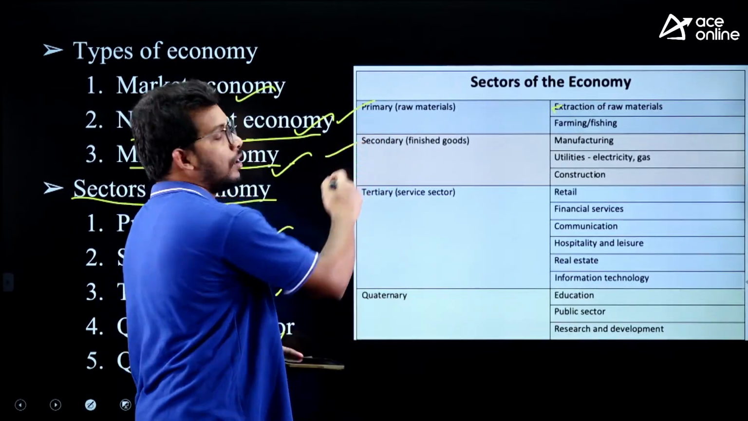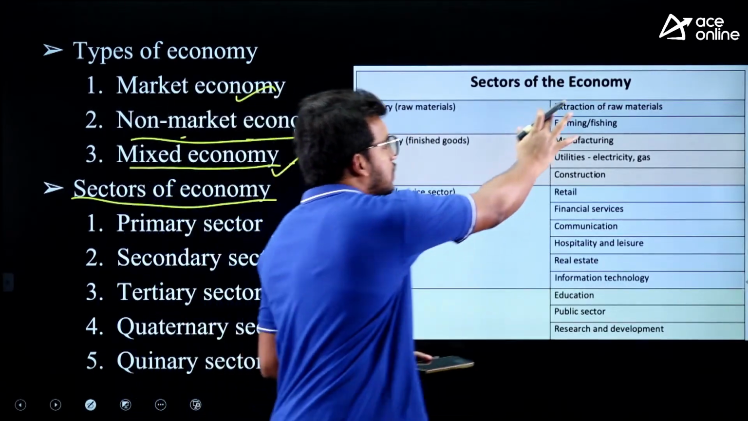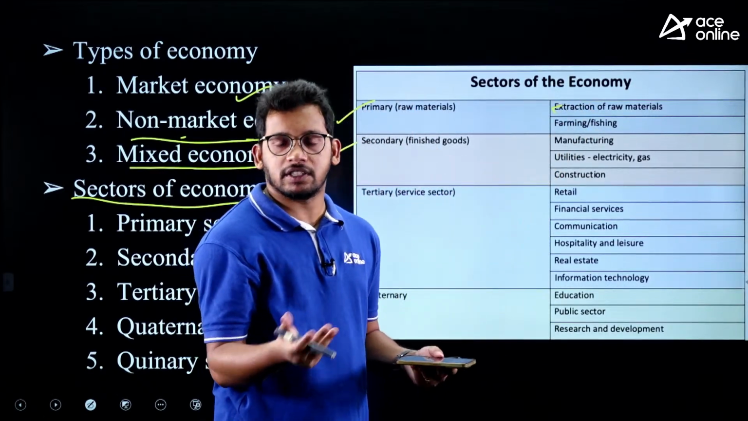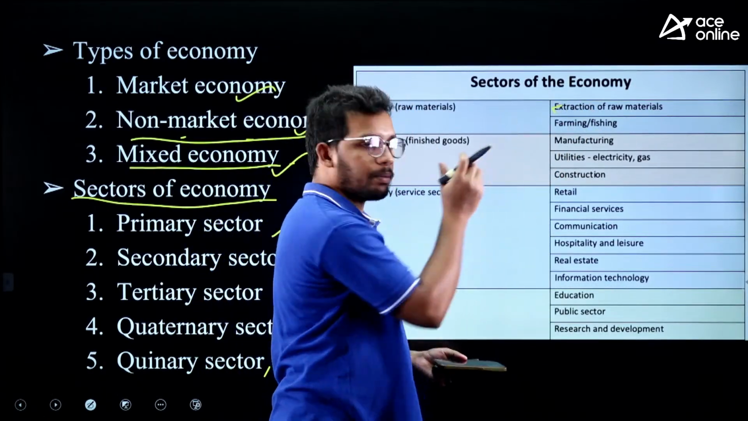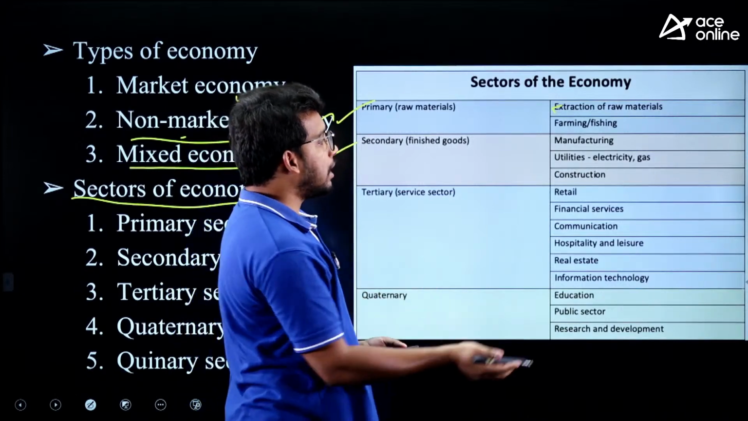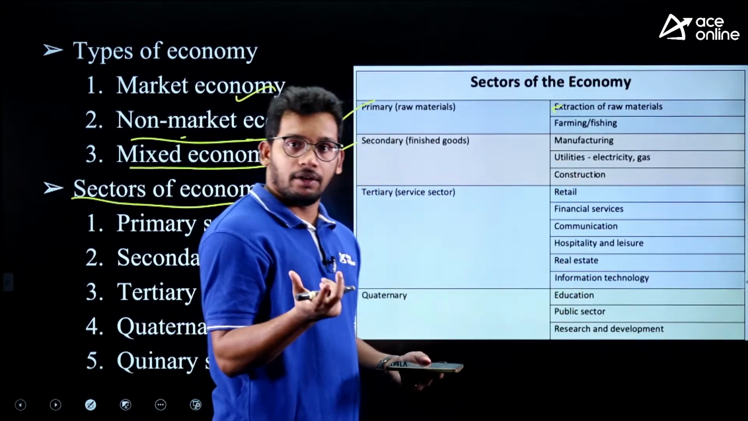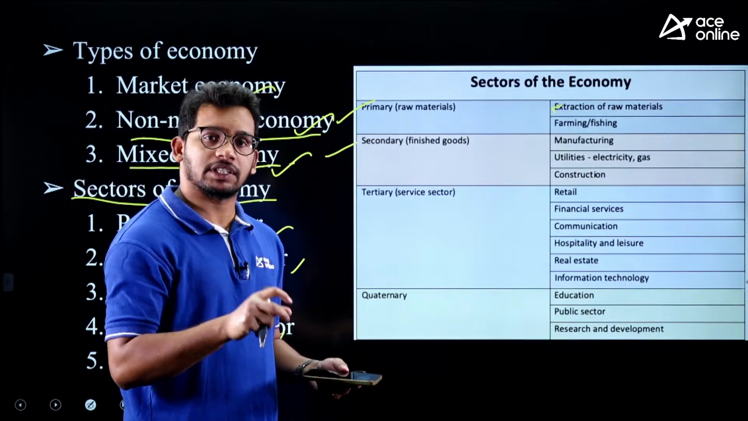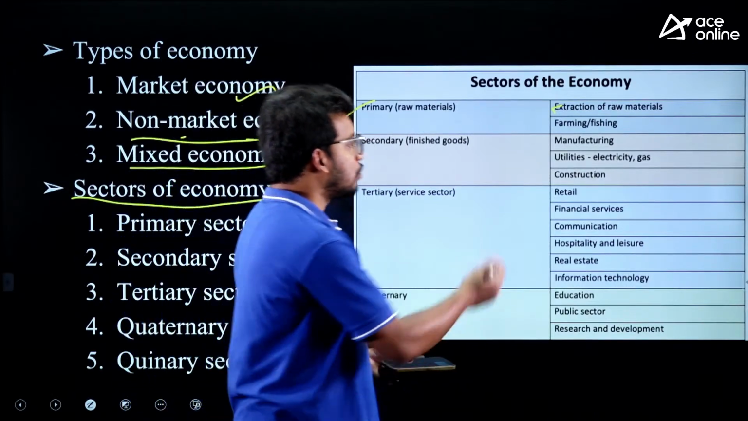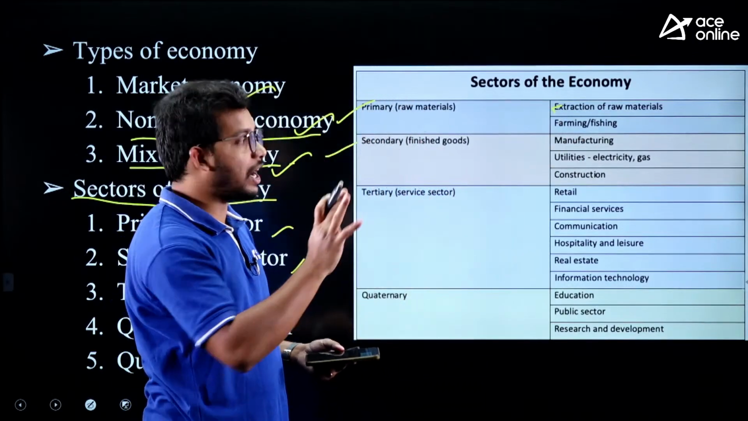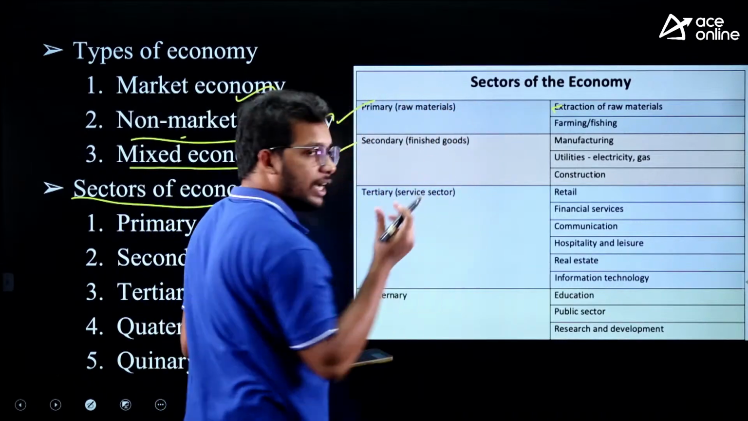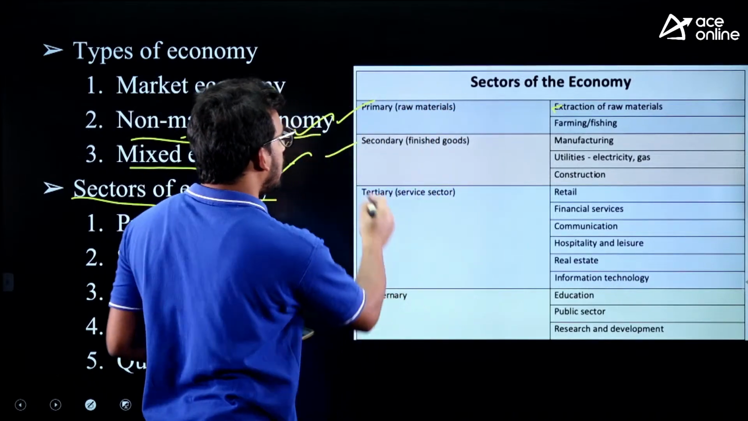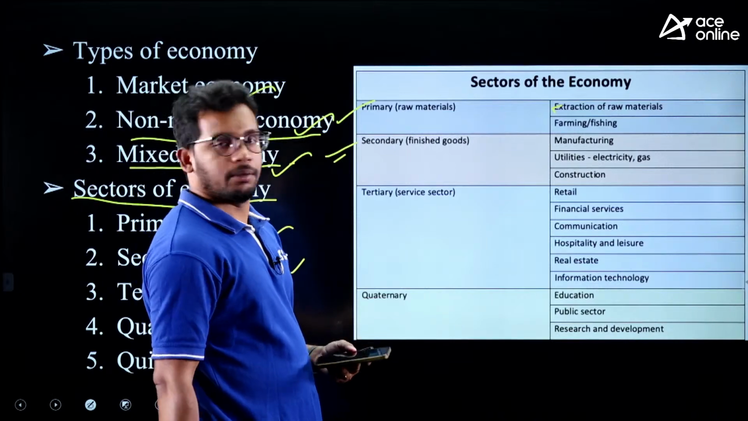Secondary sector, we process the goods we collect. For example, wheat is cultivated through agriculture, so that is a primary good. But if you process it into bread, the wheat was collected and processed into bread. So if there is any processing of the raw materials, the primary materials we are collecting, that is called the secondary sector.